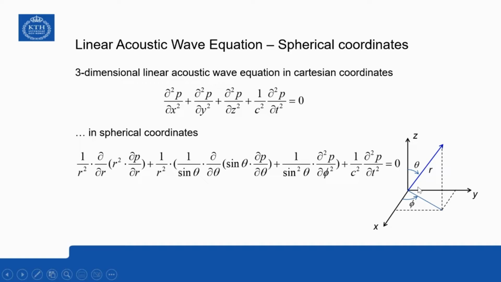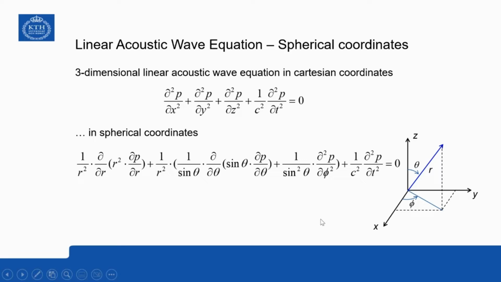The angle theta is the angle between the z-axis and the vector between the origin and the receiver point. And phi is the angle between the x-axis and the projection of the vector r on the xy plane, like this.